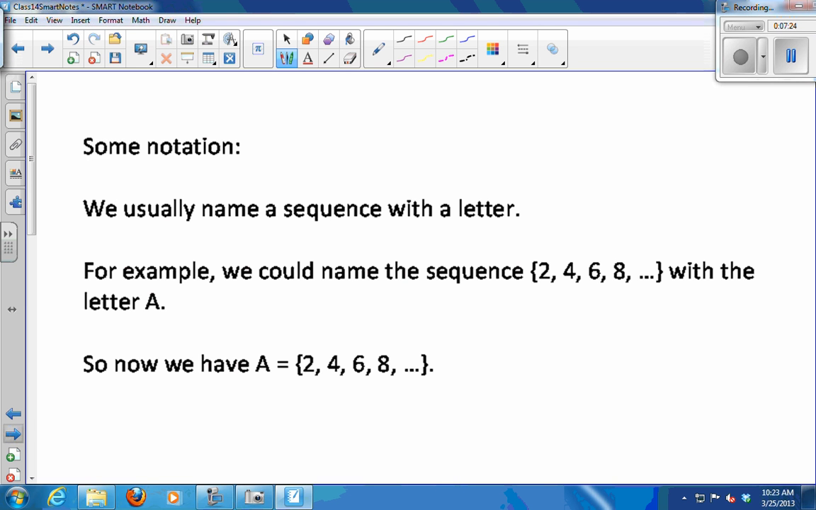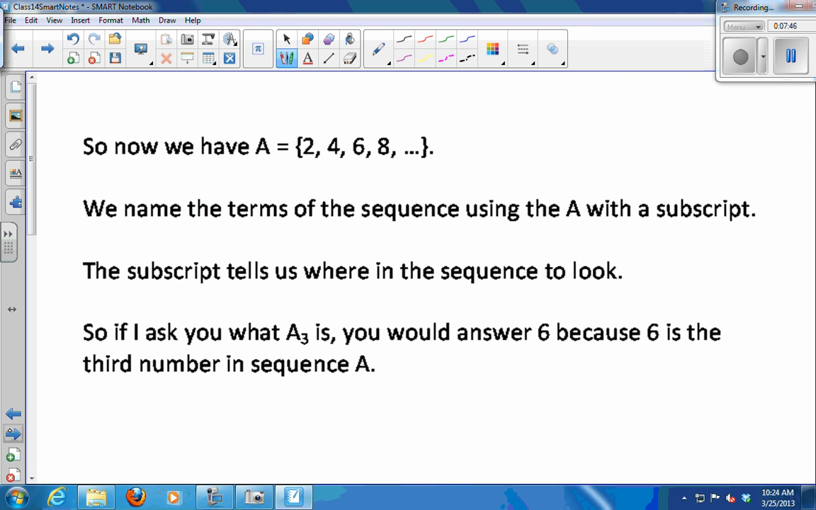We usually name a sequence with a letter. For example, if we want to talk about this sequence 2, 4, 6, 8, 10, 12, etc., we could name it the letter A, and we would say A equals this list of numbers. We generally put sequences in little curly brackets. So A is equal to this list of even numbers.